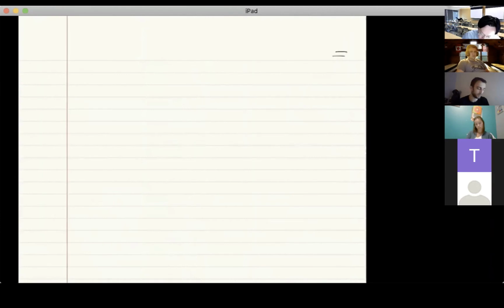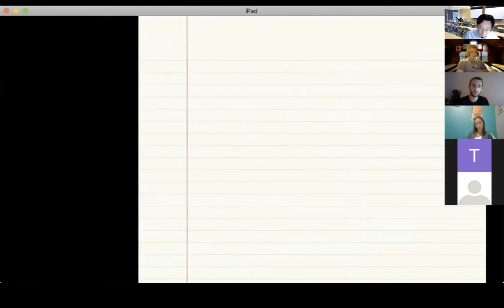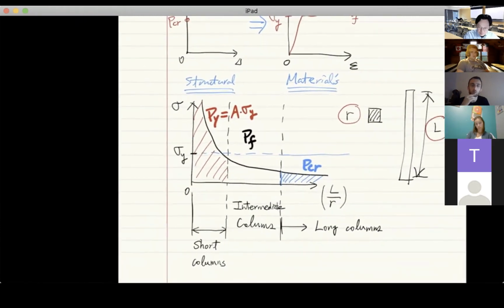Yes. If you go back to that graph, would the blue line for the yielding stress intersect the curve somewhere in the intermediate column section? No, this is the failure curve. That means when the loading is above this curve, the structure already fails. So for the long columns, the loading will never go up to the yield stress level. It will fail right here, in this region, well below sigma Y.